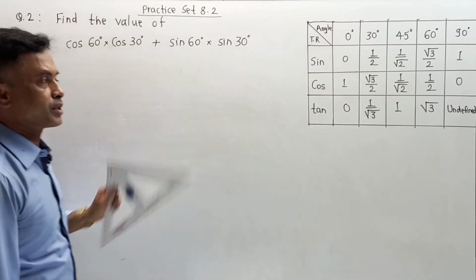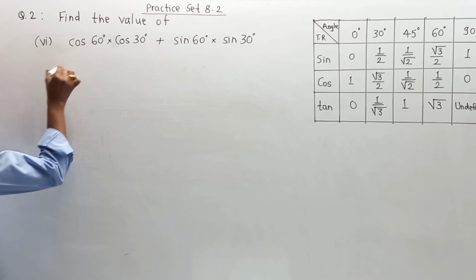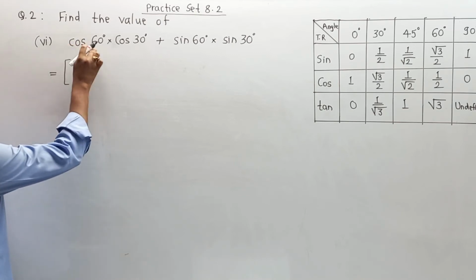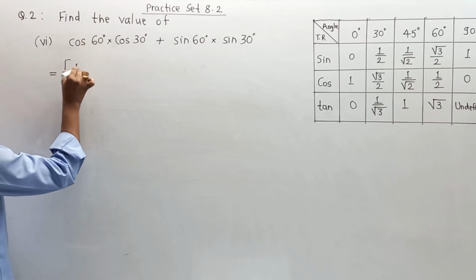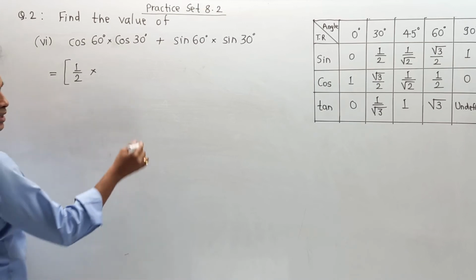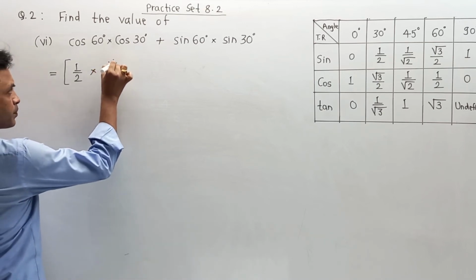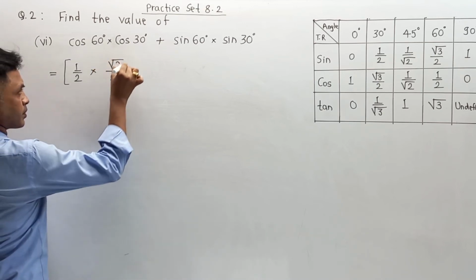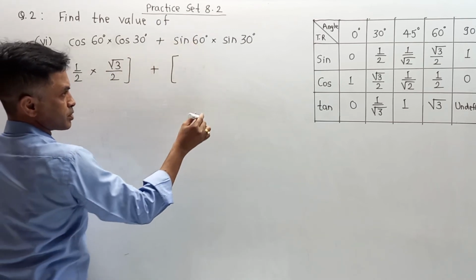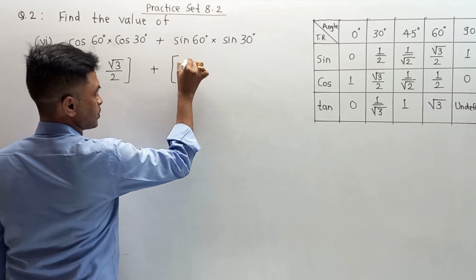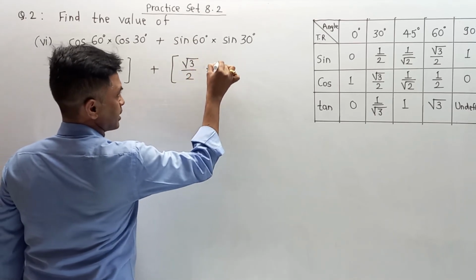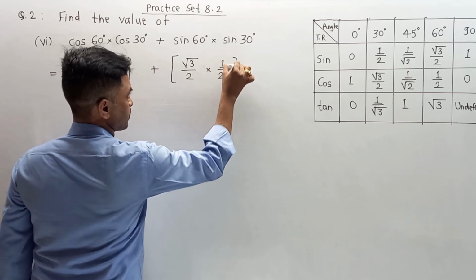Taking this calculation over here, first cos 60 degree. According to the table, cos 60 degree means 1 upon 2 into cos 30 degree. So cos 30 degree is nothing but root 3 by 2 plus sin 60 degree. So sin 60 degree is root 3 by 2 into sin 30 degree, which is 1 upon 2.